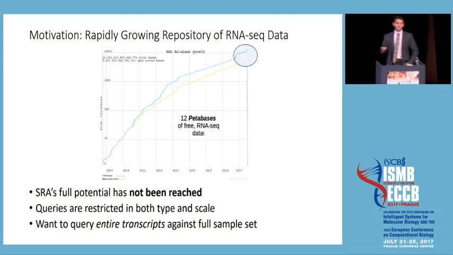Recently, the size of the SRA has been growing rapidly, almost doubling every year for the past several years. And about 2 weeks ago, there were actually 12 petabases of RNA sequencing data, which is gigantic. Unfortunately, even though we have this vast resource, it's been somewhat underutilized until recently.